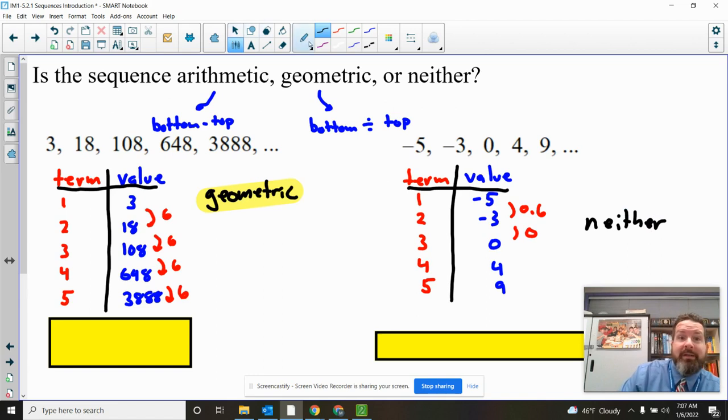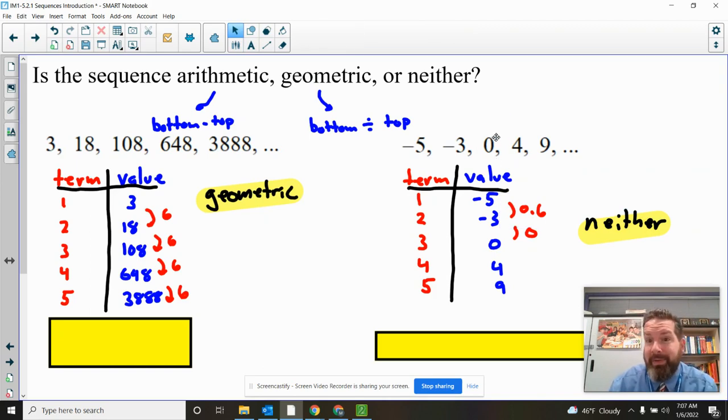Now, here's a quick way to spot whether a sequence is potentially geometric. If it's got a 0 in it, and then numbers after it are not 0, it can't be geometric. Because 0 times any number is going to just keep giving you 0 after 0 after 0. So we can keep that in mind.